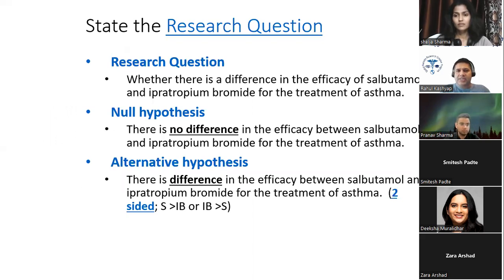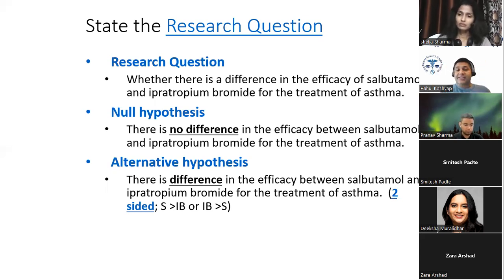If my research question is whether there is a difference in the efficacy of medication A, salbutamol, and medication B, ipratropium bromide, for treatment of asthma as my patient population. A PICO question is also the patient population, comparative group, intervention group, comparison group, and outcome. For my null hypothesis, I'm going to say there's no difference between the efficacy of these drugs in treatment of asthma. My alternate hypothesis, I can say there is a difference, and I'm not committing to which is better, between salbutamol and ipratropium in treatment of asthma.